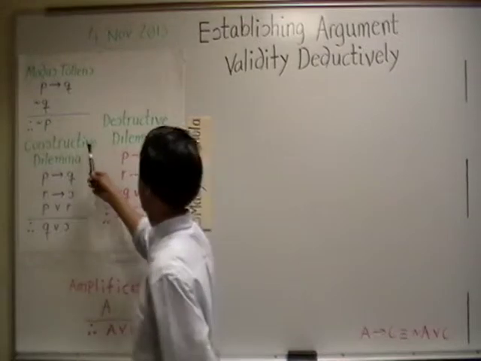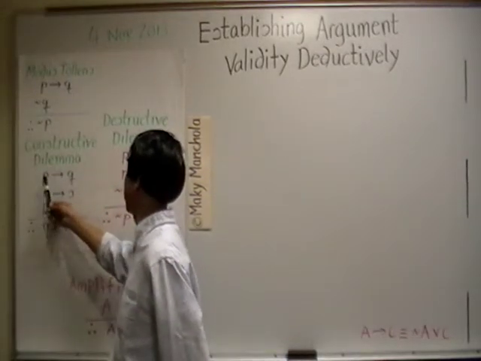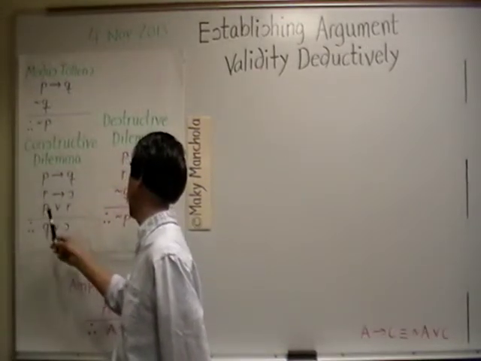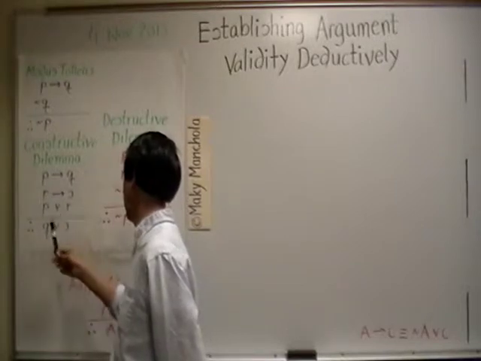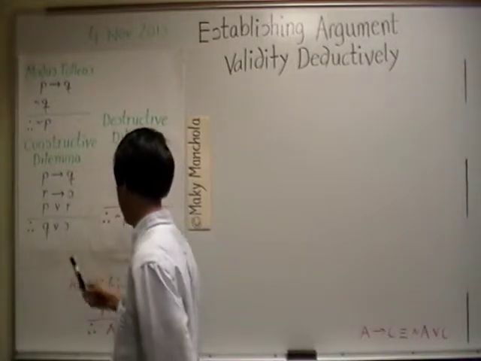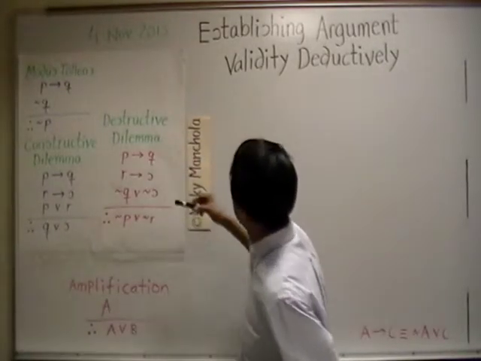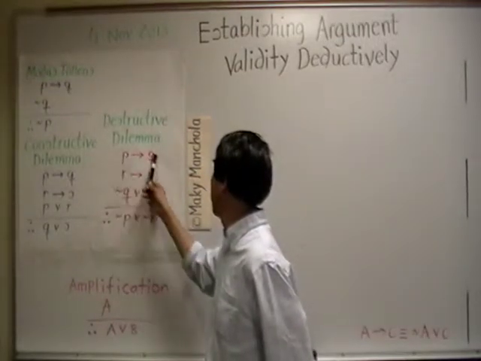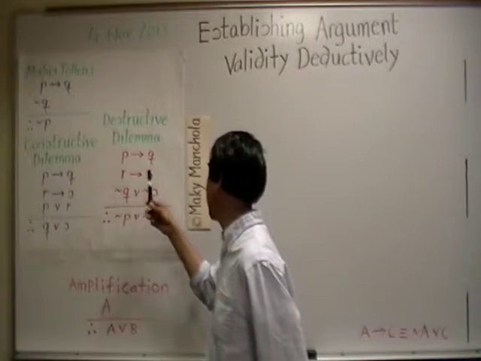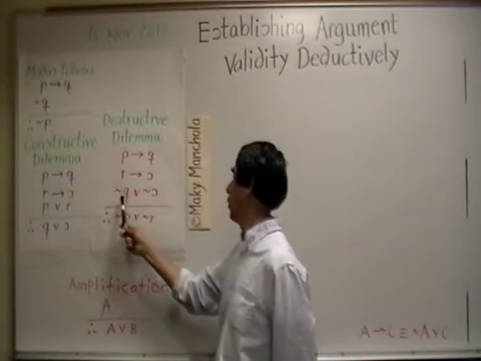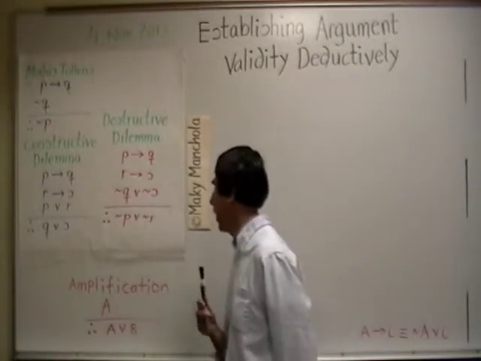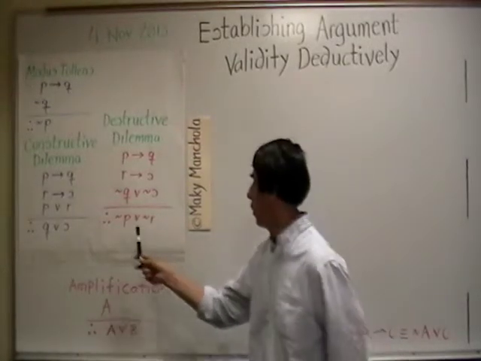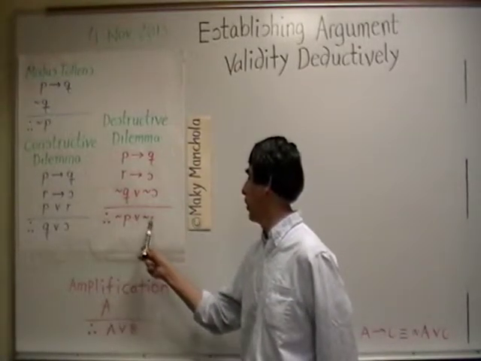The constructive dilemma states that premises P implies Q, R implies S, P or R conclude Q or S. Destructive dilemma states that premises P implies Q, R implies S, negation of Q or negation of S conclude negation of P or negation of R.